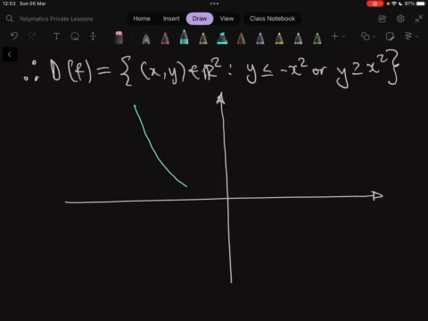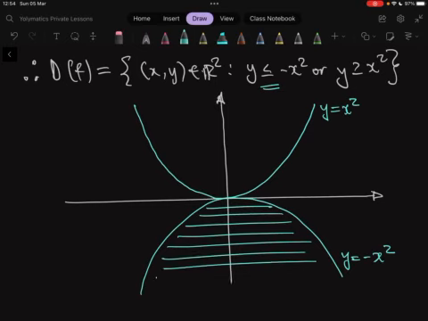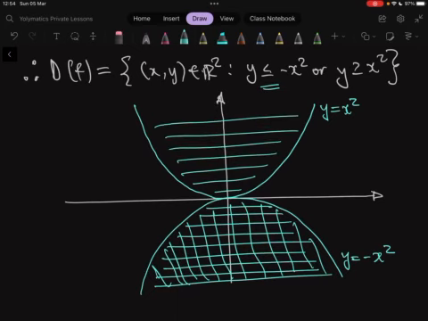So I have x squared and minus x squared. These are the two curves that I have: y equals x squared and y equals minus x squared. The first condition says that y must be everything below negative x squared, which suggests this region. And then the other one says y must be above, which also suggests this region.